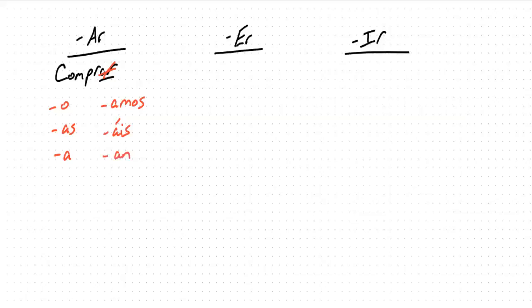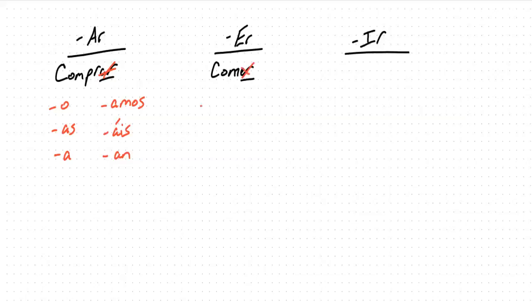Now, when we come over to ER verbs, one example that we have been using a lot is the verb comer. We could use the verb beber as well. Again, it's an ER verb, so the first thing that you do is you cut off the ER part so that you can attach the endings.